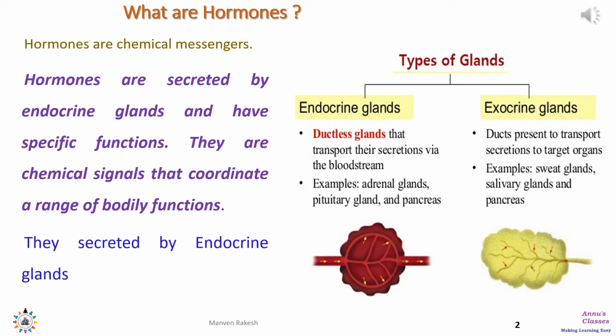The difference between the endocrine glands and exocrine glands is the presence of a duct. Endocrine glands do not have a duct and they release hormones directly into the blood. Exocrine glands have ducts and they transport their secretion to the target organ through those ducts. Examples are sweat glands and salivary glands. These are exocrine glands. Endocrine glands secrete hormones and we will learn about them in detail in this chapter.